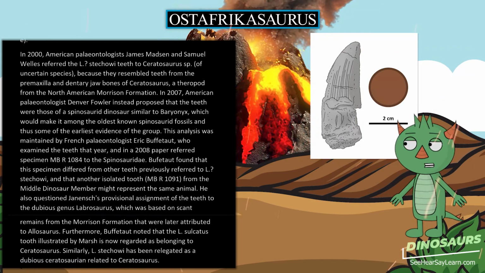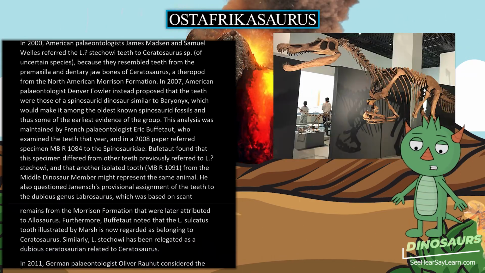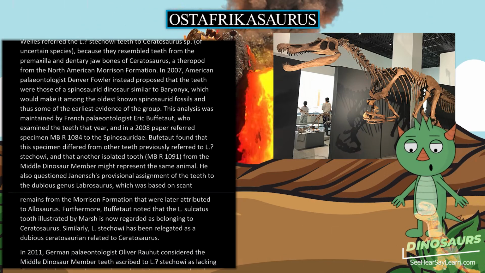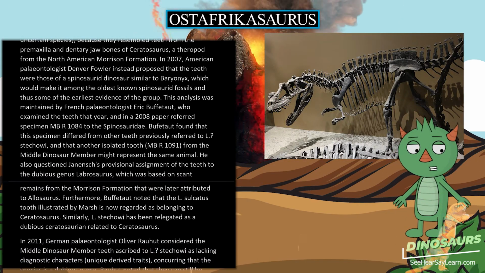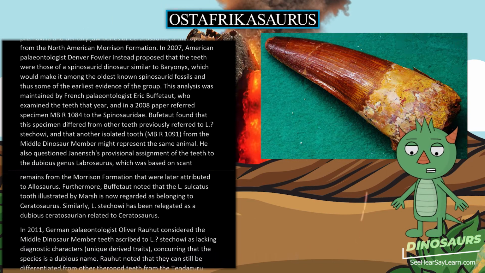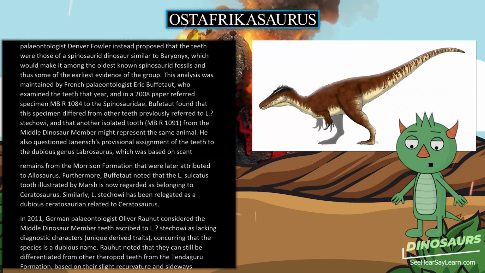Buffetaut found that this specimen differed from other teeth previously referred to L. stekowi, and that another isolated tooth, MBR 1091, from the middle dinosaur member might represent the same animal. He also questioned Jansch's provisional assignment of the teeth to the dubious genus Labrosaurus, which was based on scant remains from the Morrison Formation that were later attributed to Allosaurus.